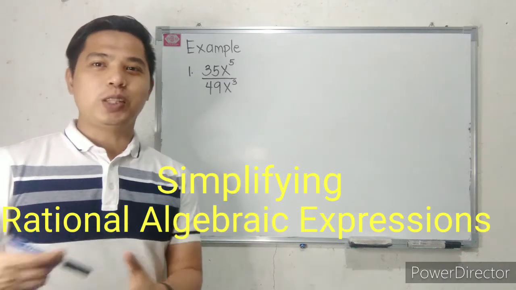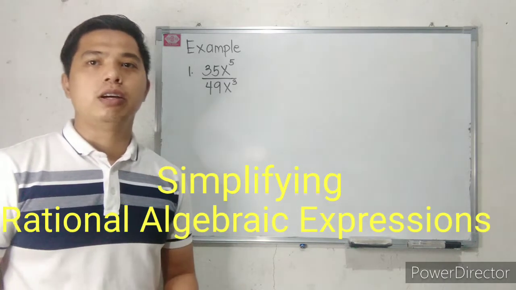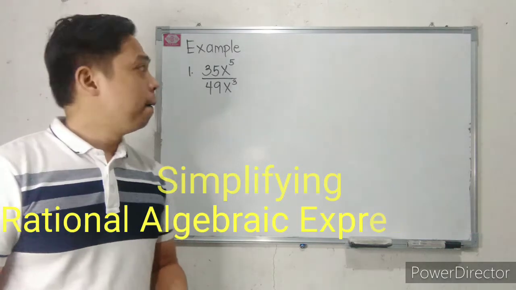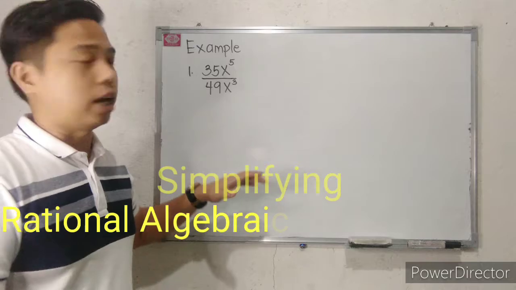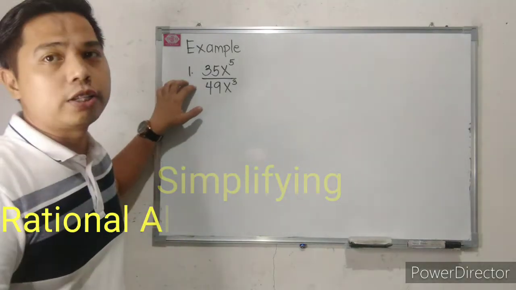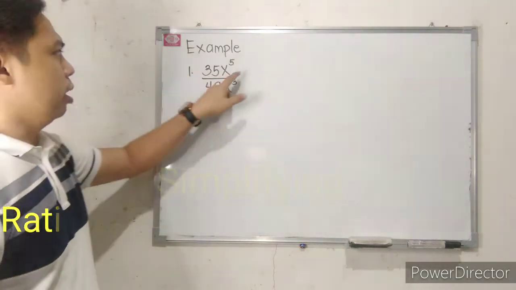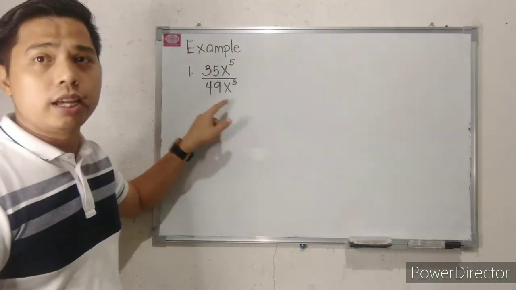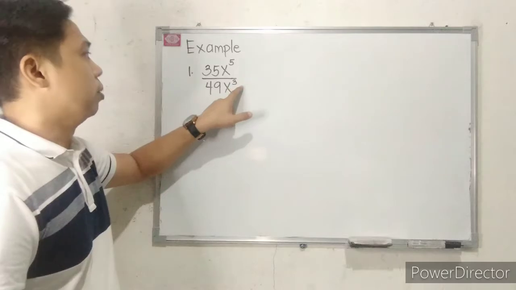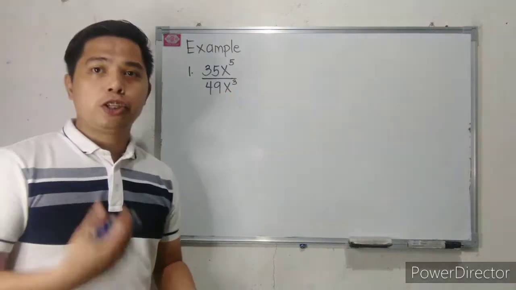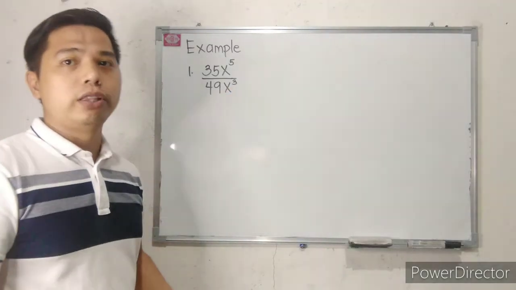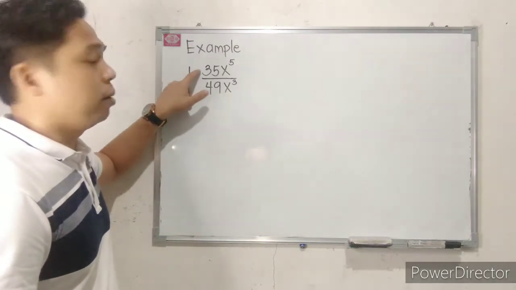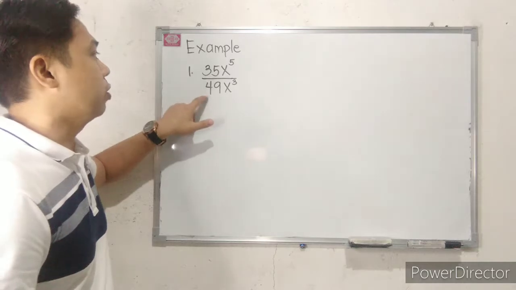Everyone. So for today's topic, we're going to have simplifying rational expressions. So for simplifying rational expression class, we have here an example: 35x raised to the fifth over 49x cubed. So we need to simplify the terms that we have on our rational expression. So let's take a look at our numerator and denominator.